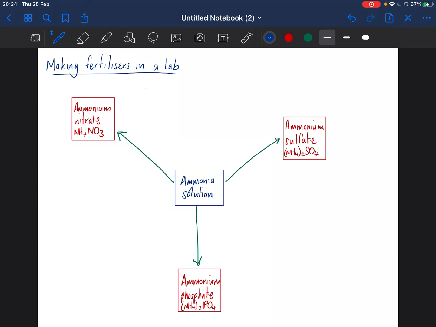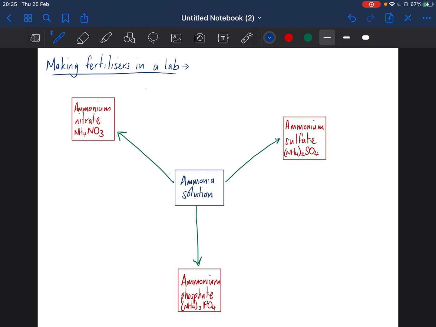Hi everyone, this is the ninth video in the C8 rate and equilibrium topic. This video is going to look at how we use ammonia from the Haber process to produce fertilizer chemicals in labs before turning them into the fertilizer mixtures that we then use on our crops. So I'm going to start by talking a little bit about the reaction.